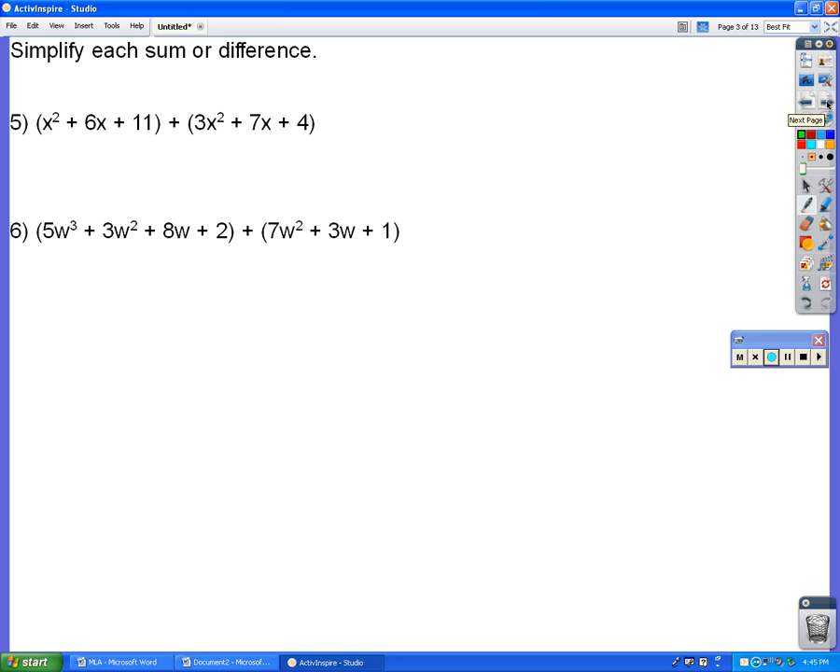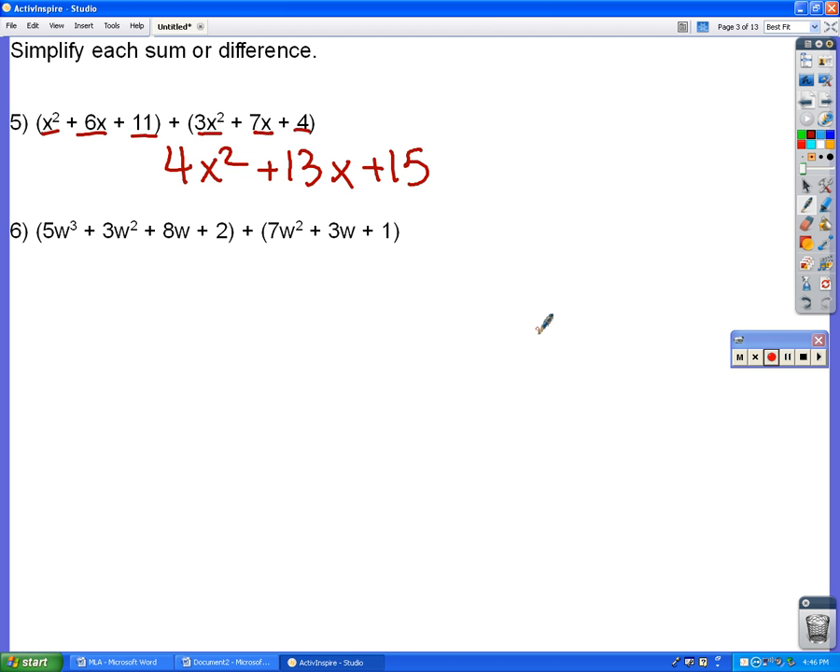Okay, now we are simplifying, and that basically means just to combine like terms. So if I look at this here, I have an x squared in this, a 3x squared there. So if I put those together, I have a total of 4x squareds. Then I have 6x's right there and another 7x's right there. So altogether that gives me 13x's. And then finally 11 and 4 make 15.